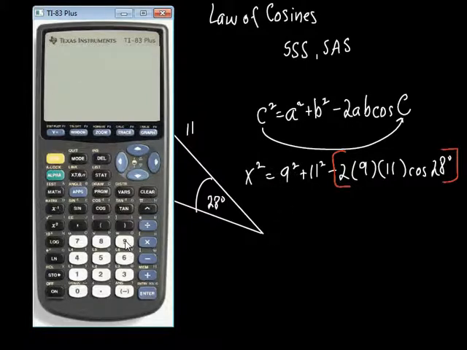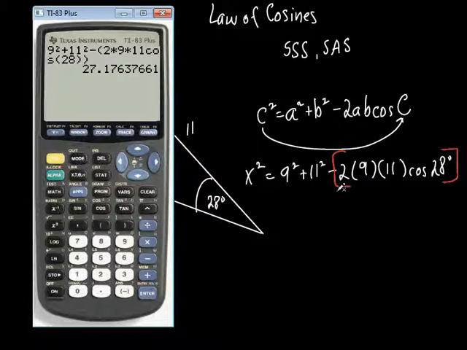So watch what I do quickly. 9 squared plus 11 squared minus, now watch what I do. See that red right there? I put a parentheses. I think it's important to do that. So it's 2 times 9 times 11, and then just hit the cosine button and then hit 28. Now watch. See how that 28 has its own little parentheses? I close that one, but I also have to close this one right here, don't I? So I need to put a second one. You with me on that?